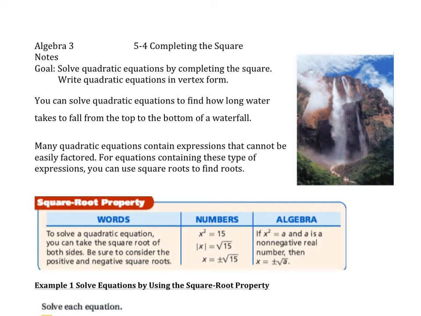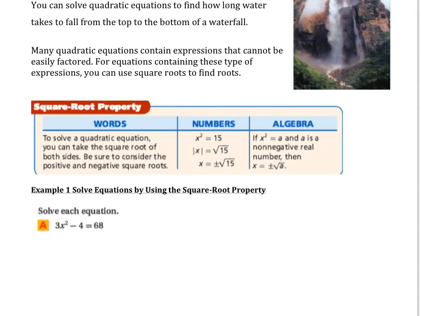In this section 5.4, we are going to solve our quadratic equations by doing something called completing the square. We're also going to write our quadratic equations in vertex form. So, first thing we're going to do is use the square root property.